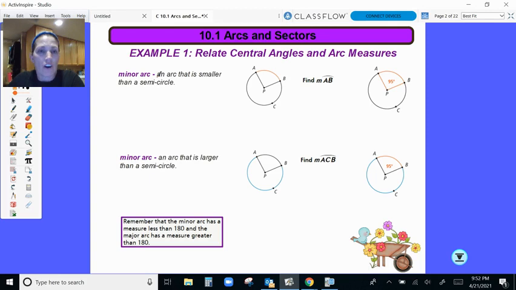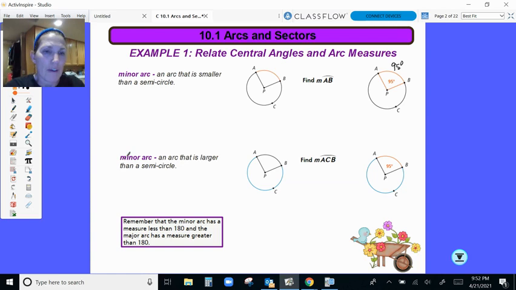Okay, a minor arc is an arc that's smaller than a semicircle. So you have a little minor arc AB, and this is how you write it, measure of AB. Okay, and right here, remember our central angles are the same, so the measure of arc AB is 95 degrees.